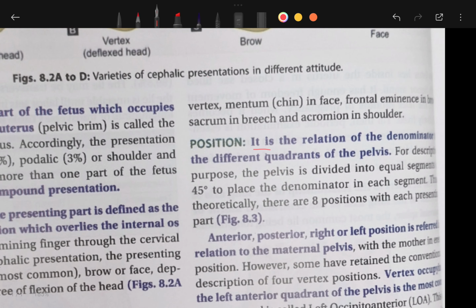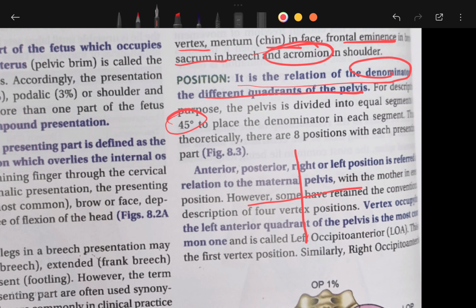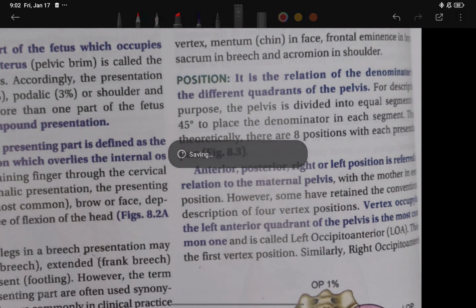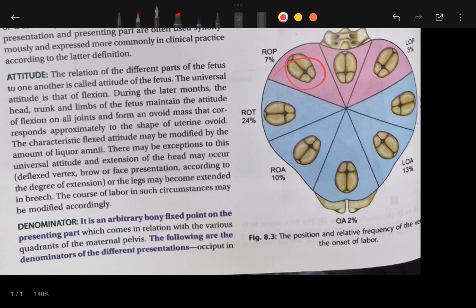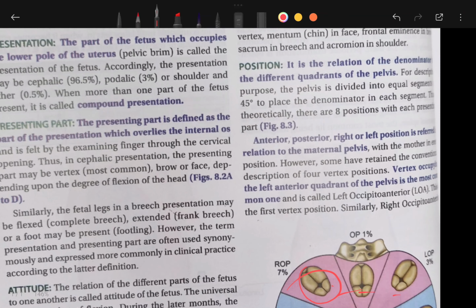We'll read position again. It is the relation of the denominator, that is the presenting part, vertex, chin, frontal eminence, or sacrum, or acromion process, with different quadrants of the pelvis. That too, we are dividing at 45 degrees for each quadrant. So you are getting 8 quadrants to place the denominator in each segment. Theoretically, there are 8 positions in each presenting part. 8 positions for each presenting part. For everything, we'll be having 8 quadrants. If this is a presenting part, cephalic, you have 8 positions: 1, 2, 3, 4, 5, 6, 7, 8. I'll explain this in detail.